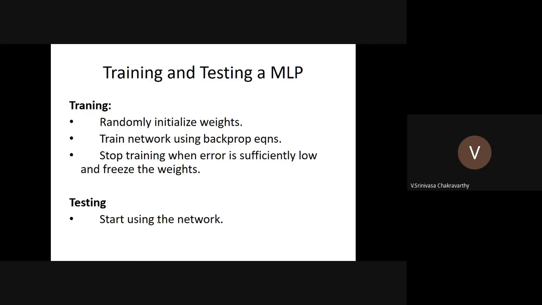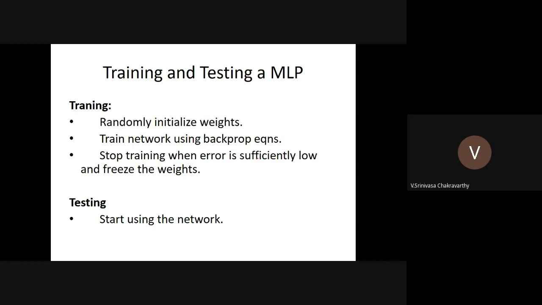Okay, so now that explains how to derive the learning rule. So how do you use this network? If you want to use a network, you want to train it on some data set. You take the data set, take the network, randomly initialize the weights, then train the network using the backprop equations that we just described, and keep on training it until the error goes to a very low value. Because the objective of training is to achieve not necessarily zero error, but some kind of minimum error. So you keep training until the error goes to minimum.